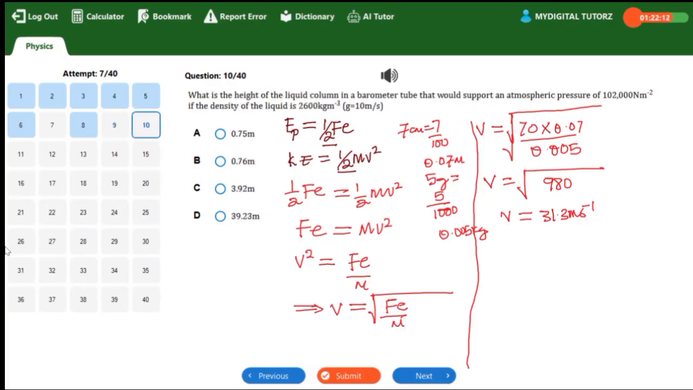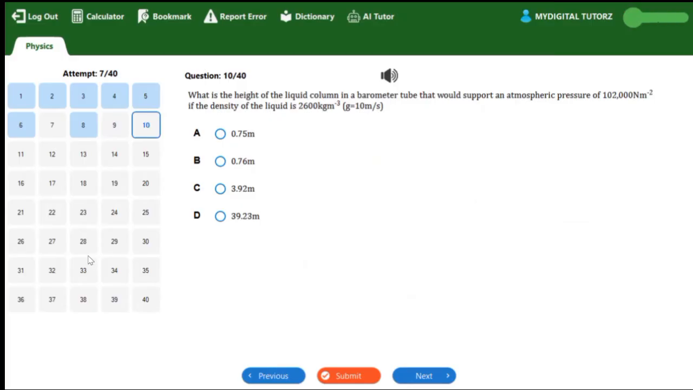says, what is the height of the liquid column in a barometer tube that would support an atmospheric pressure of 102,000 Newton per meter squared if the density of the liquid is 2,600 kilogram per meter cubed? Don't forget that the pressure in a liquid is equal to the density multiplied by the acceleration of gravity and the height. Is that clear?